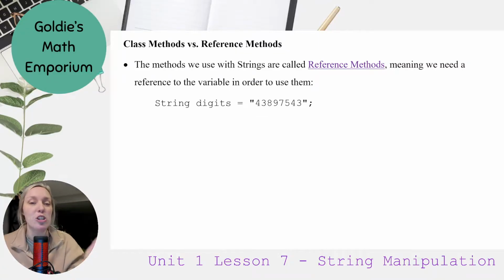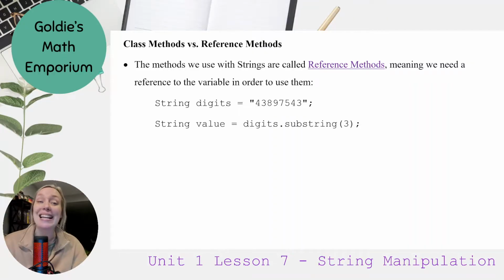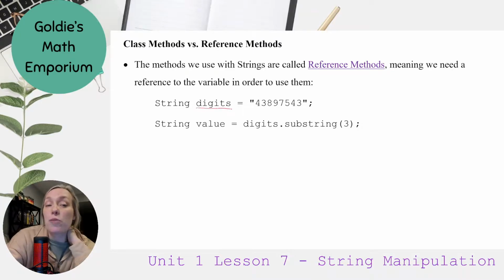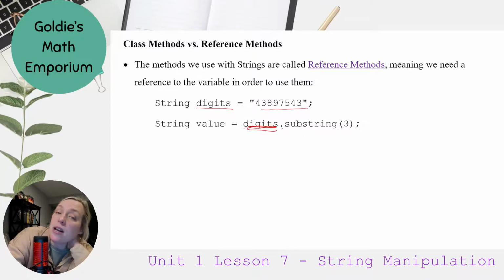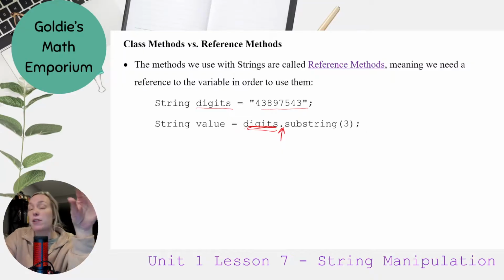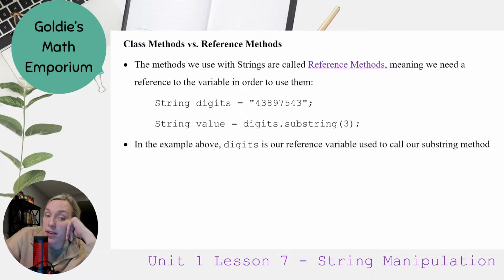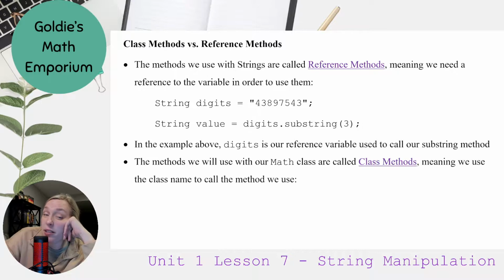So if I have String digits equals, and then just some digits in a string, and I wanted to get a substring, I have to use the reference of digits. If I wanted the substring of this, I have to use digits as my reference before my method call here. So that's what's called a reference method, digits being our reference variable.